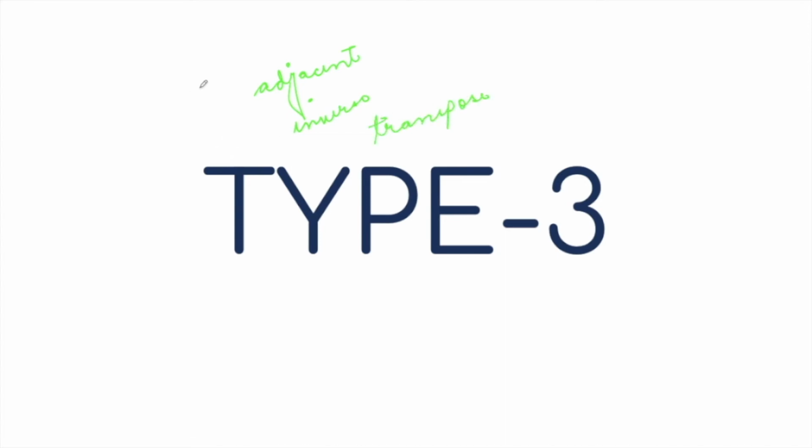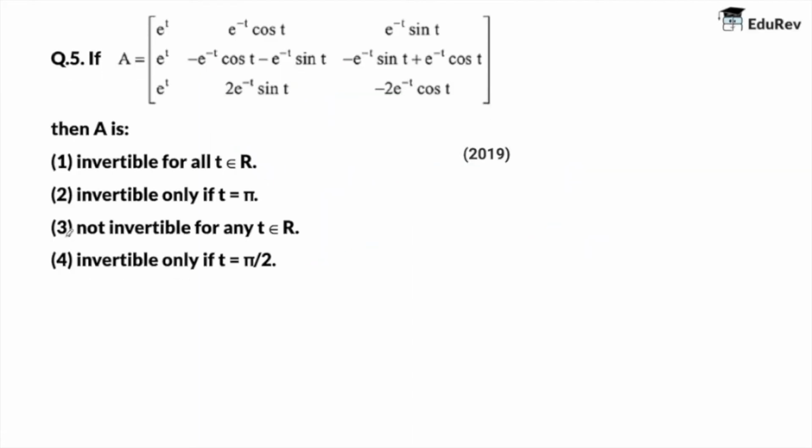So let's begin with question 1 of type 3. So let's start with the next question, that is question 5.